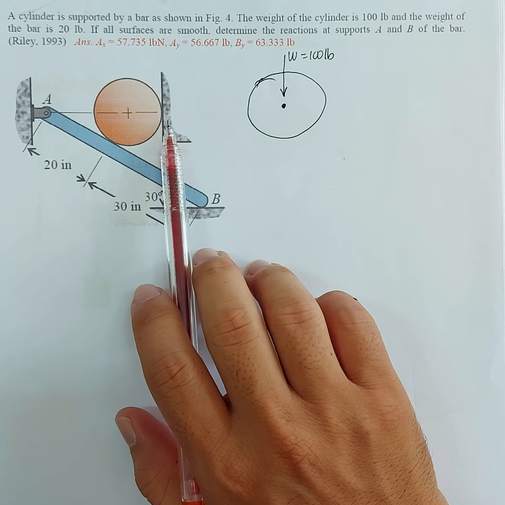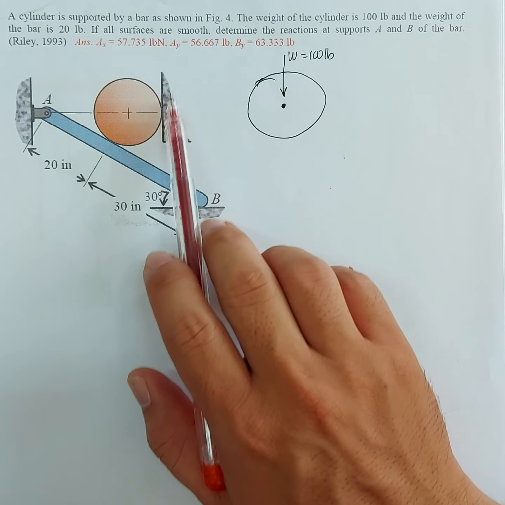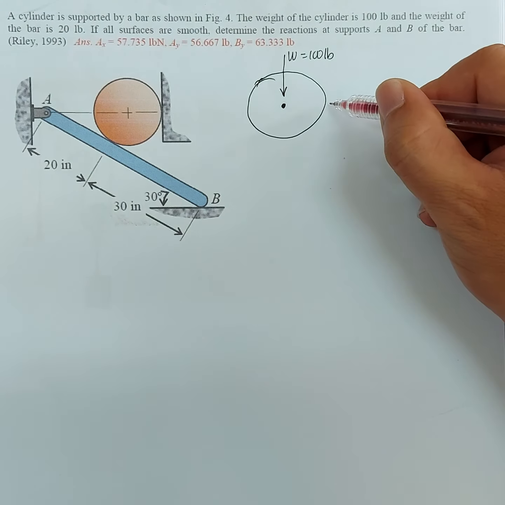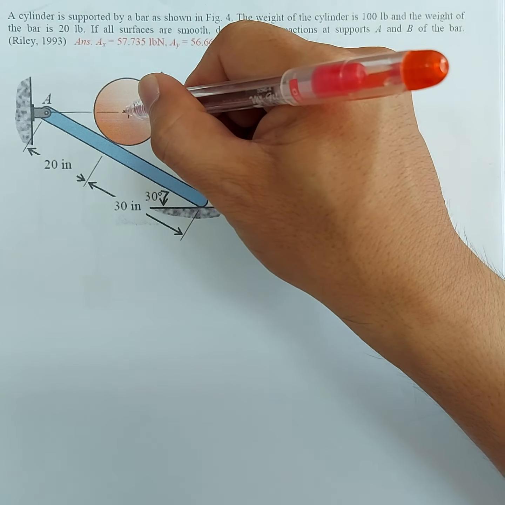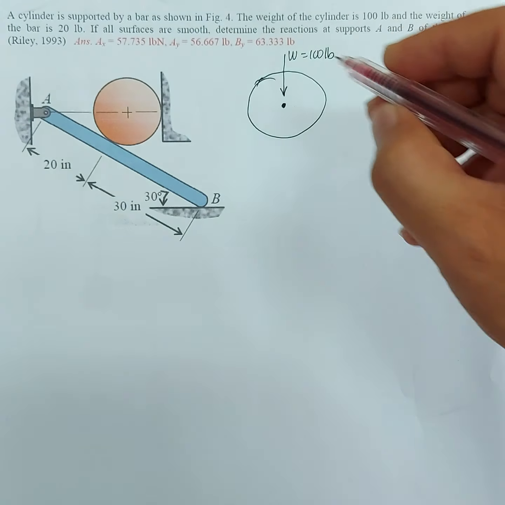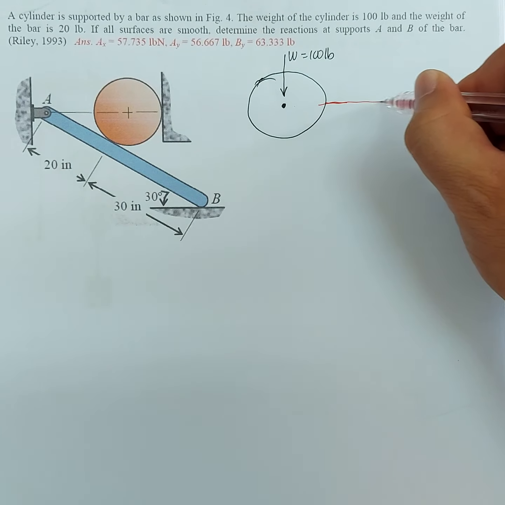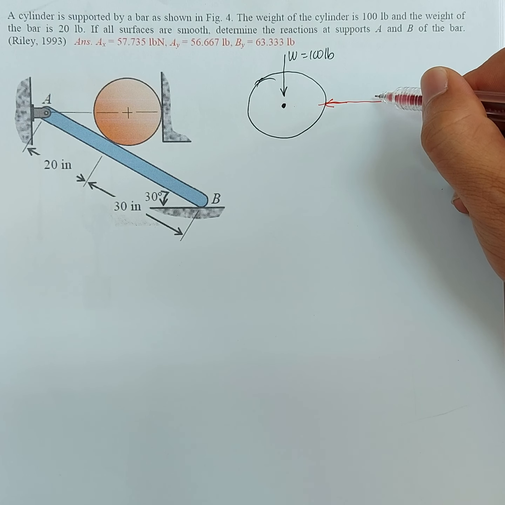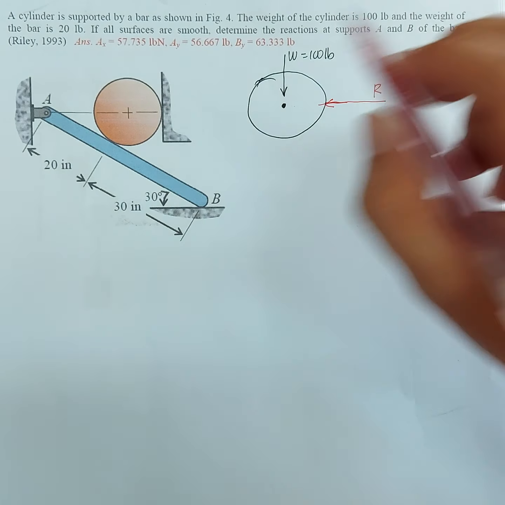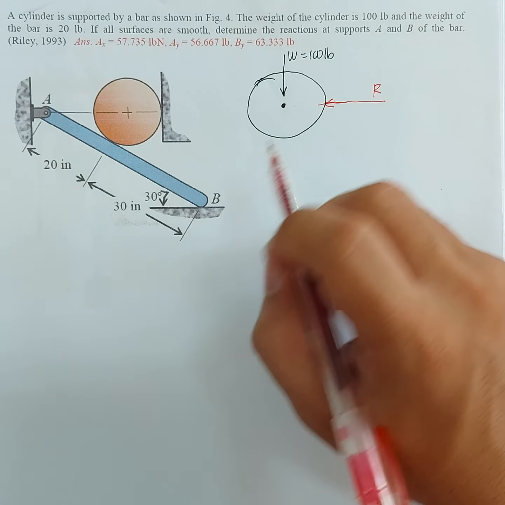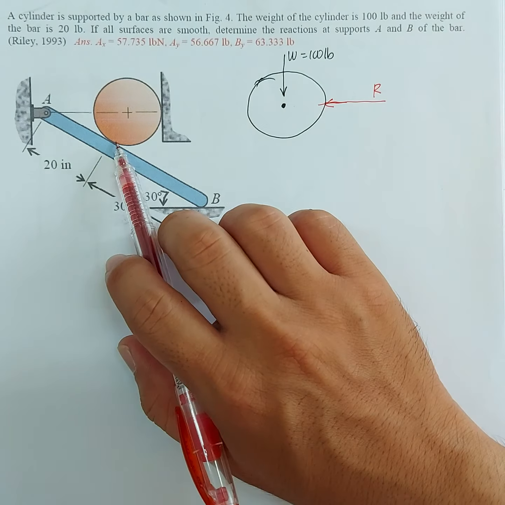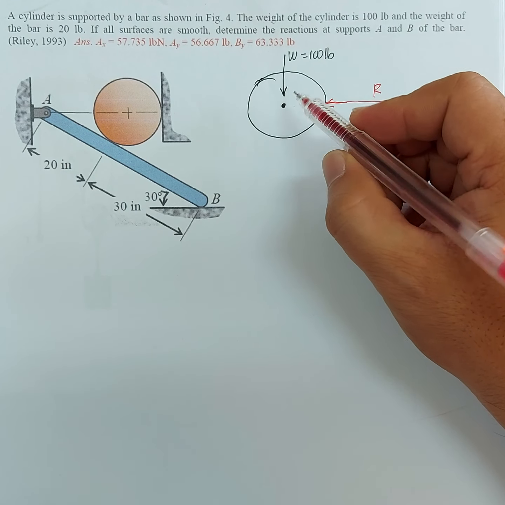At meron din, of course, ano pa ba yung ibang forces? May smooth surface ito, contact surface ito. So mayroong reaction itong surface relative to yung sa cylinder. So perpendicular dun sa surface. Okay, yung line of action niya ay dumadaan dun sa may center. So this is R. So reaction sa may smooth surface. And of course, meron din tayong reaction dito. May reaction tayo dito. So may smooth surface na yan.